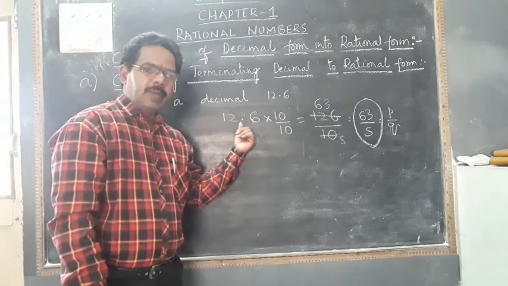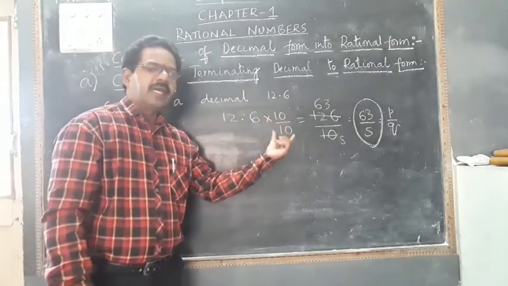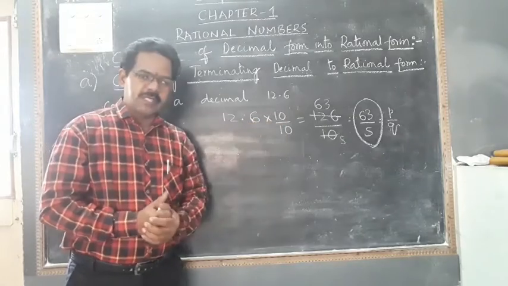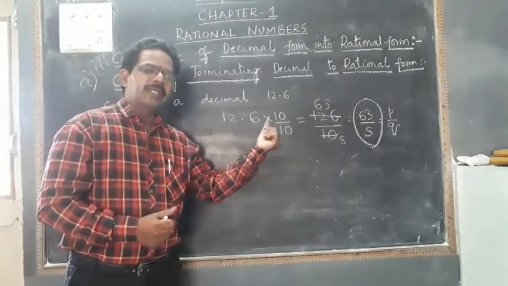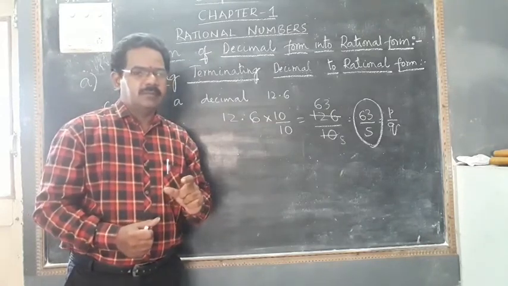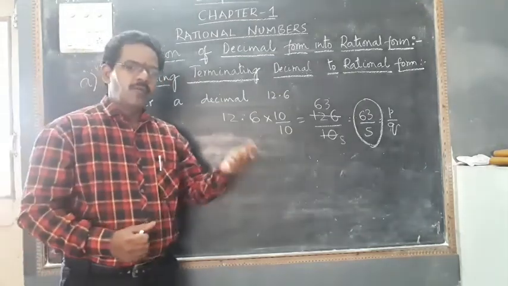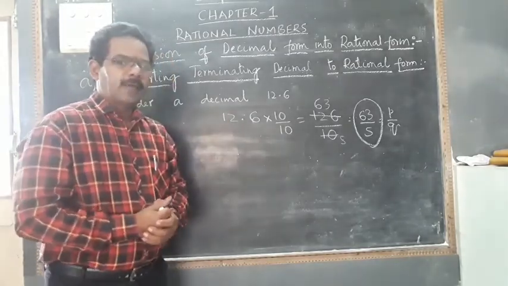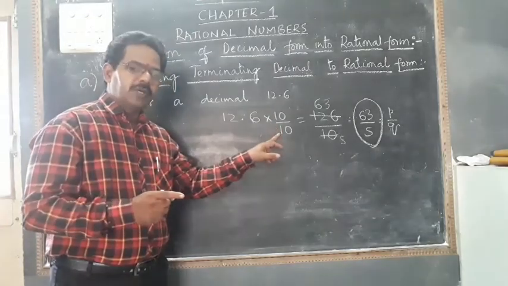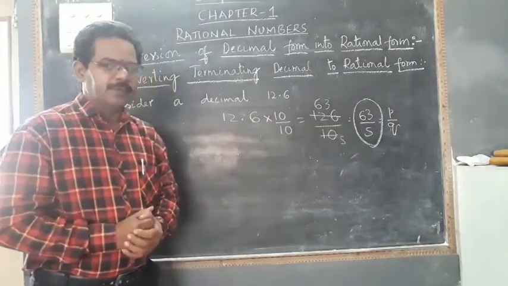Suppose after the decimal point, two digits are there. What to do? Two digits means we have to multiply and divide with 100. Suppose three digits are there, then we have to multiply and divide with 1000. Depending on how many digits are there after the decimal point, we have to multiply and divide with the same number: one digit means 10, two digits means 100, three digits means 1000, four digits means 10,000, like that. Multiply and divide, don't forget to divide. You have to multiply and, at the same time, divide the given decimal number. Then we can get it in the form of p by q.